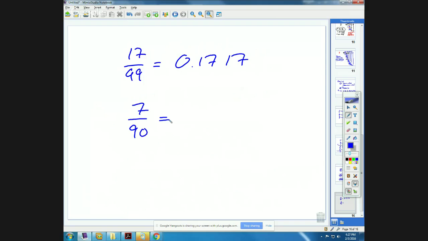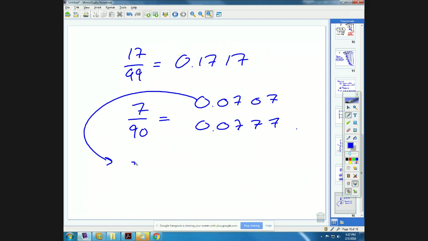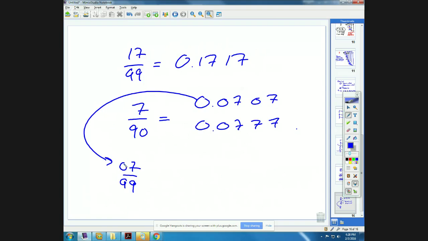Okay, so we have a couple options: 0.0707 or 0.07777, like that. So just to double check, I think that top one right there would be 7 over 99, because I could write that as 07 over 99. So let's just double check. Type 7 over 90. What do you get? 0.07777. And if I do 7 over 99, that should be 0.070707. Okay, yeah. So this one actually goes down here.